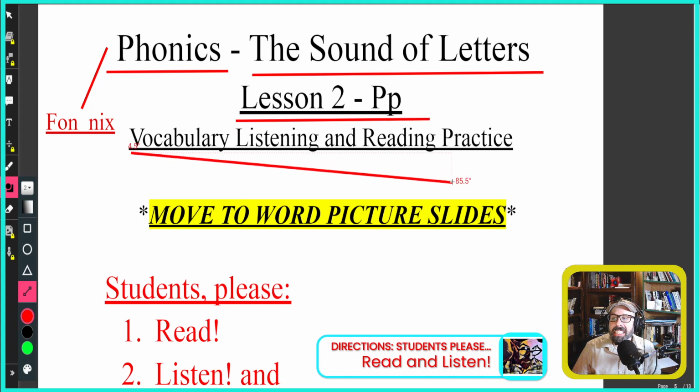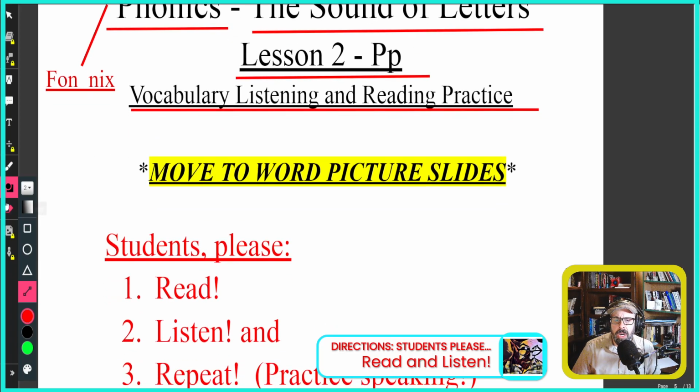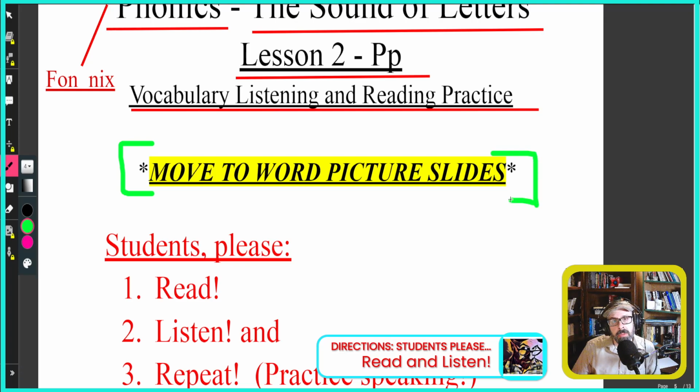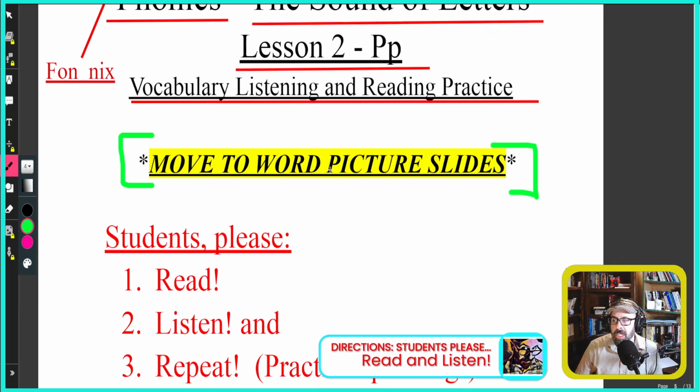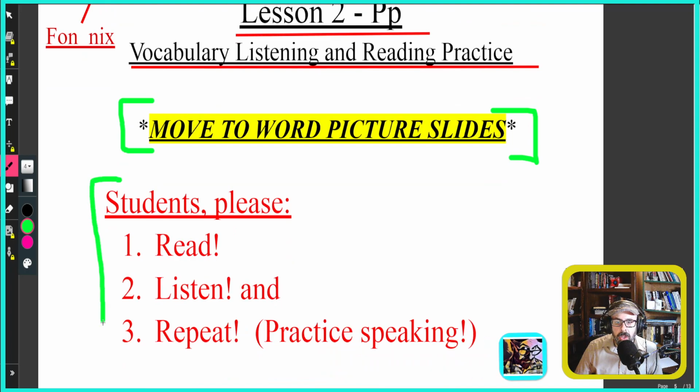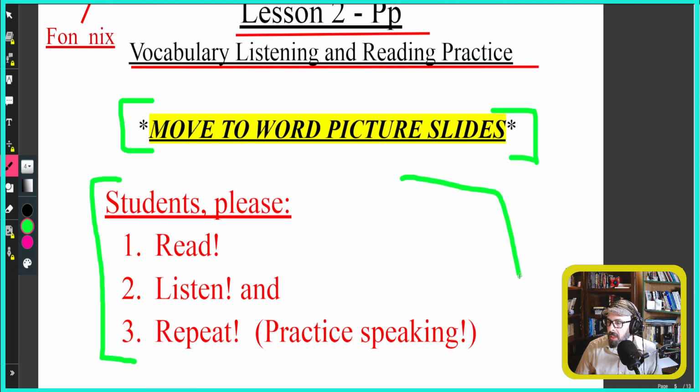Now, listening, reading, and speaking practice. Okay. All right. So let's see here. We're going to use picture slides for pronunciation this time. Okay. And we have some instructions here. Okay. So let's look at the instructions. Okay. Students, please. Okay. Read the word.